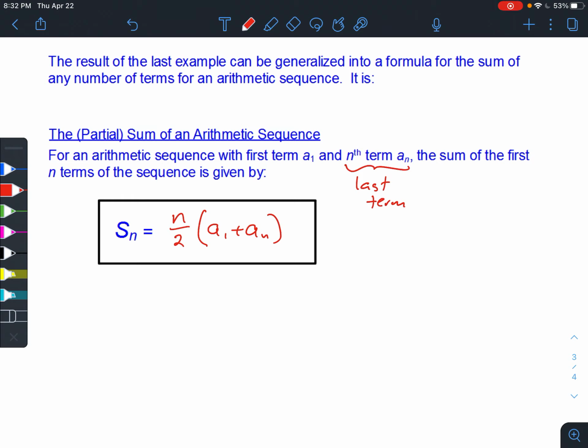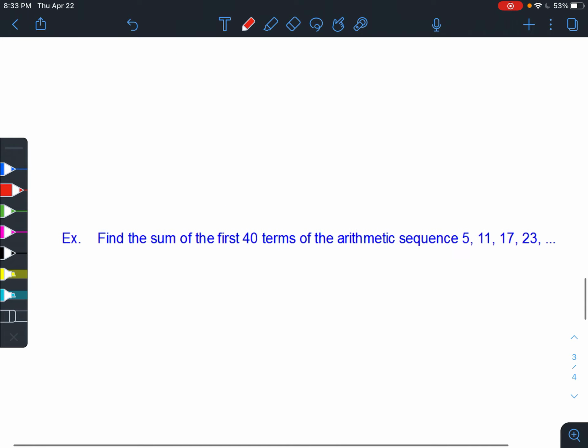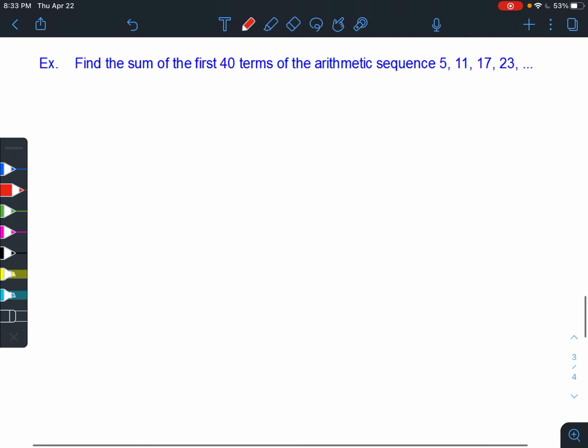Now if you look at what's going on, that n over 2 is, again, the number of terms in the list cut in half, just like that 100-term list we had. We cut that in half to make the 50. And then a sub 1 plus a sub n, which is the first term plus the last term, is like having the 1 plus 100 that gave us that 101. So that's what's going on with that sequence. Moving on, let's put it to use.